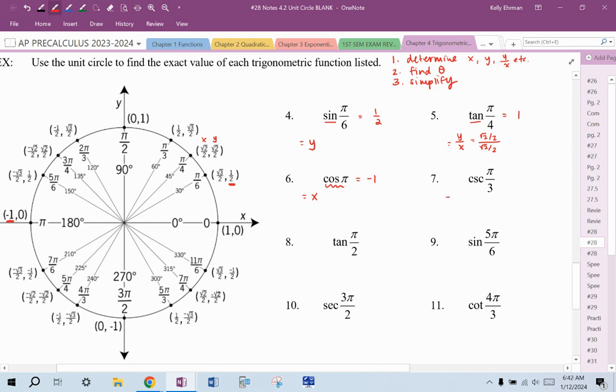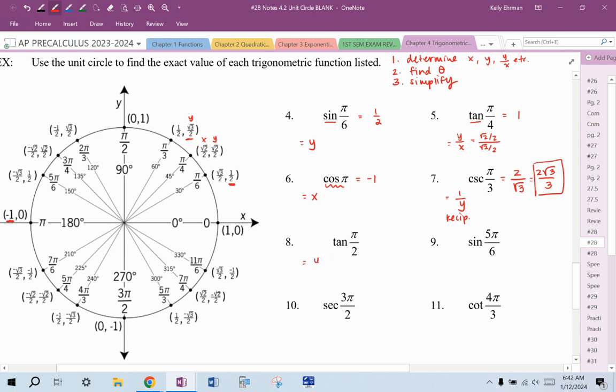Cosecant is the reciprocal of sine, so 1 over y. Now, even though I write 1 over y, I'm just thinking reciprocal. So go to pi over 3. Take a look at the y value, radical 3 over 2. So don't do 1 over radical 3 over 2. Just flip radical 3 over 2. You get 2 over radical 3, and then rationalize that. 2 radical 3 over 3.